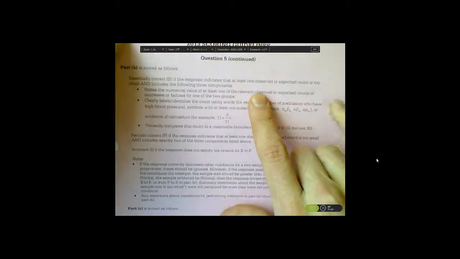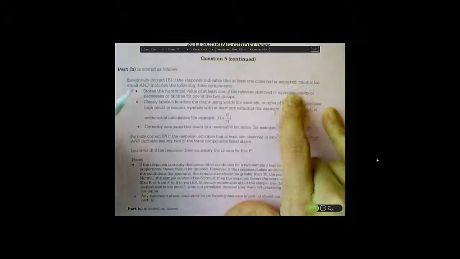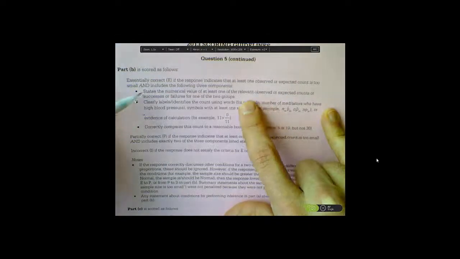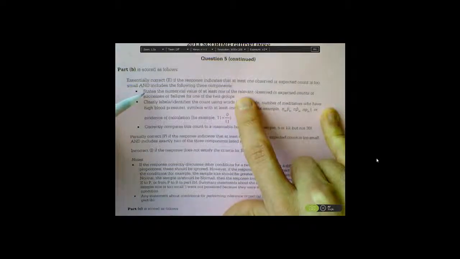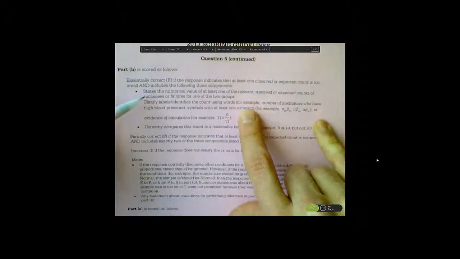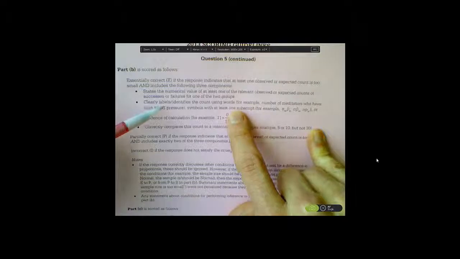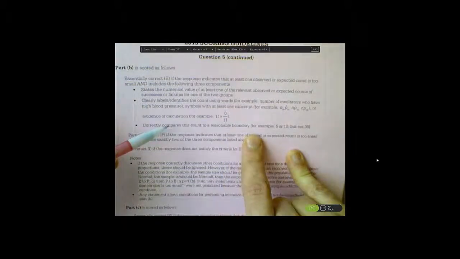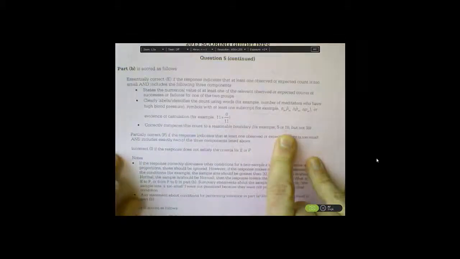As far as scoring this goes, it indicates that at least one observed or expected count is too small and indicates one of the following 3 components, just one of these 3. So it states that the numerical value is not large enough, clearly identifies the count using words, or correctly compares this to a reasonable boundary. And you'll notice that I did that to the 10. Okay, so this is going to earn me essentially correct.